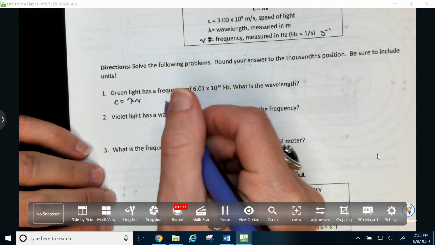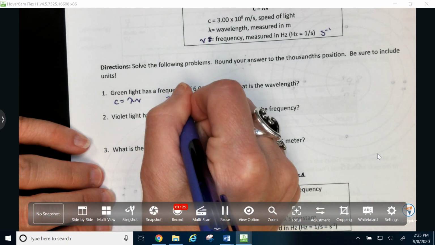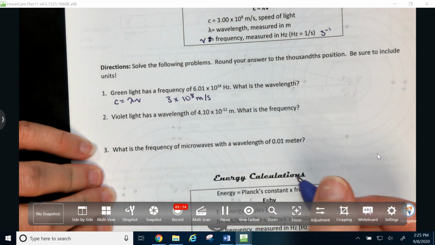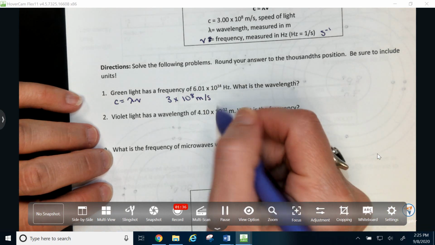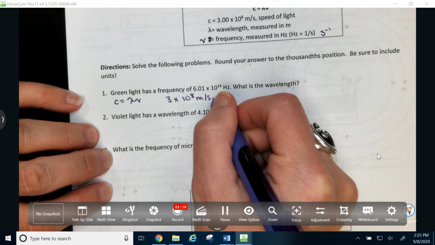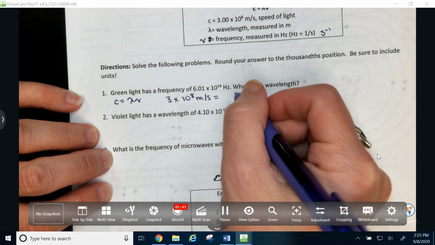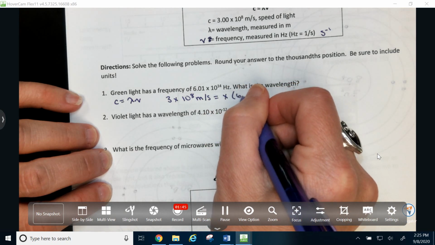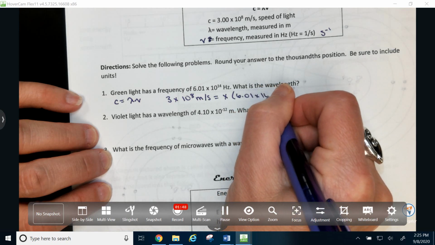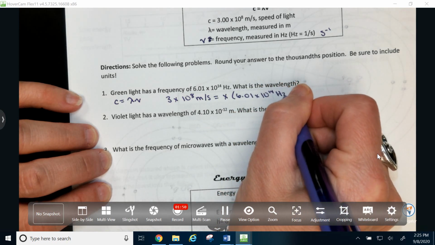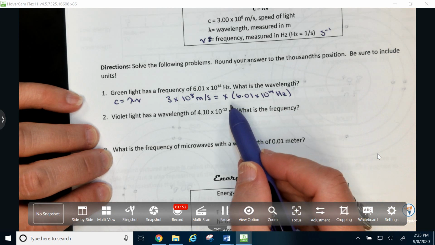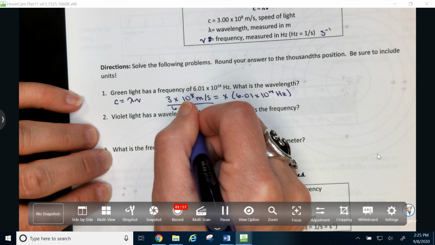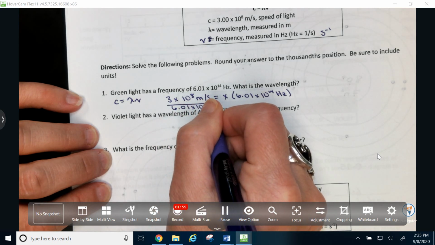So our speed of light is a constant. It's always going to be 3 times 10 to the 8th meters per second. We do not use constants as far as sig figs go. We'll use what's in the problem for sig figs. Now we're solving for the wavelength, so that's going to be our x, times our frequency, which is 6.01 times 10 to the 14 hertz. So in order to get x by itself, we're going to have to divide both sides by that 6.01 times 10 to the 14.